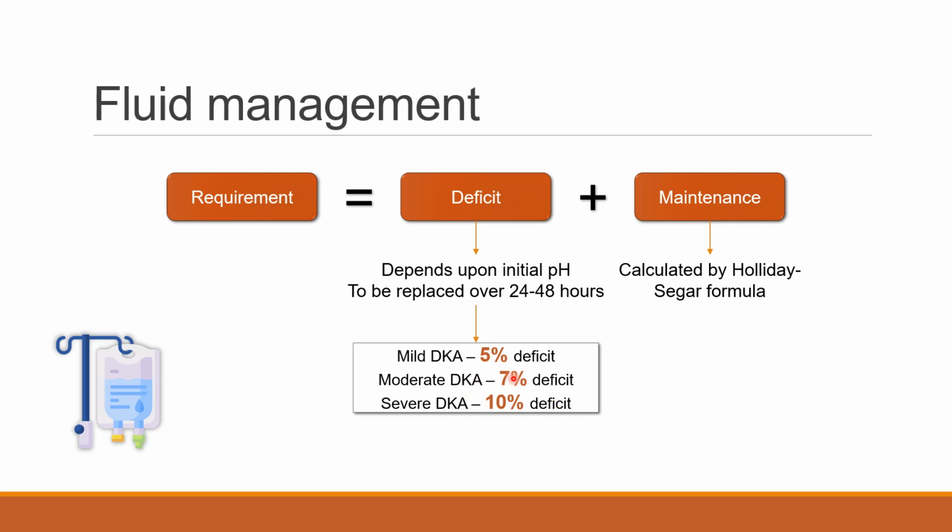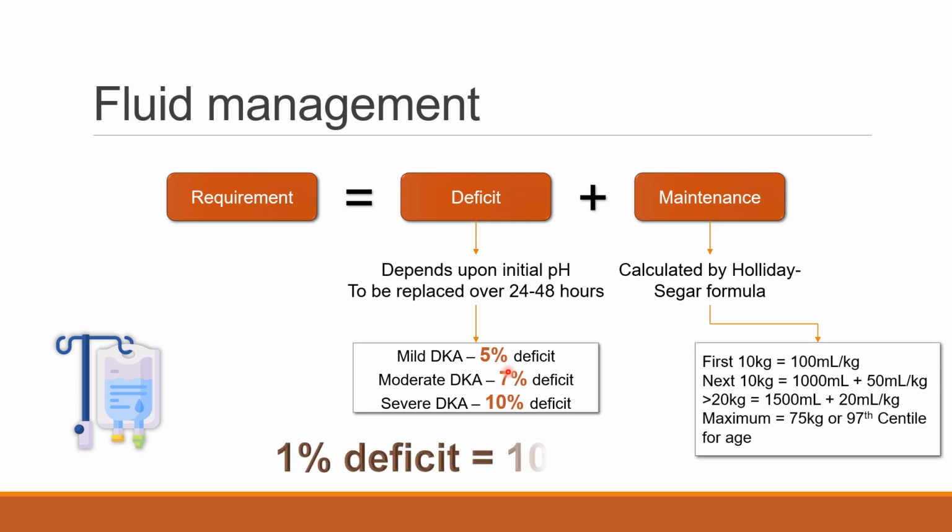So what is meant by 5%, 7% and 10%? 1% fluid deficit refers to 10 ml per kg of fluid. That means in mild DKA there will be 5%, that means 50 ml per kg of fluid deficit. In moderate DKA there will be 7%, means 70 ml per kg of fluid deficit. In severe DKA there is 10%, that means 100 ml per kg of fluid deficit. This deficit always has to be corrected over 24 to 48 hours. We will always do it over 48 hours.